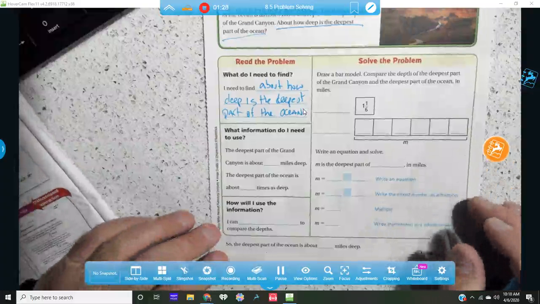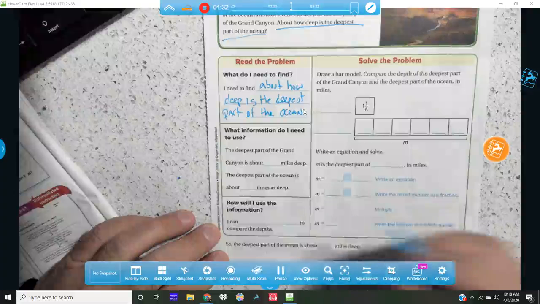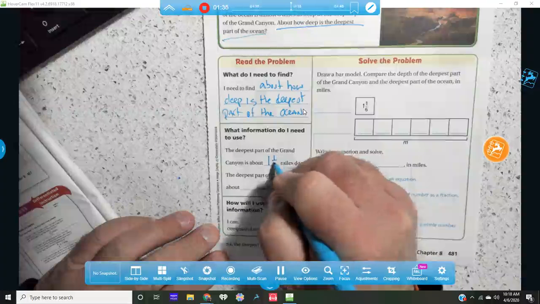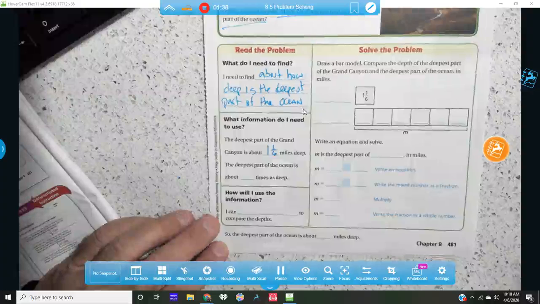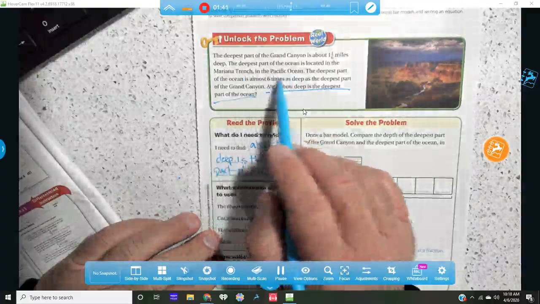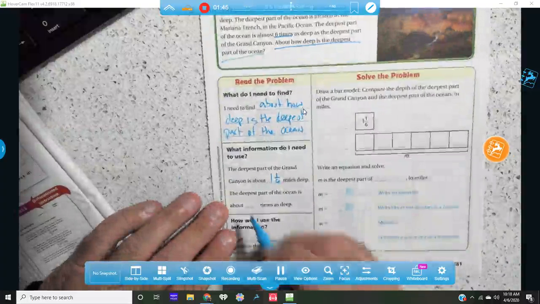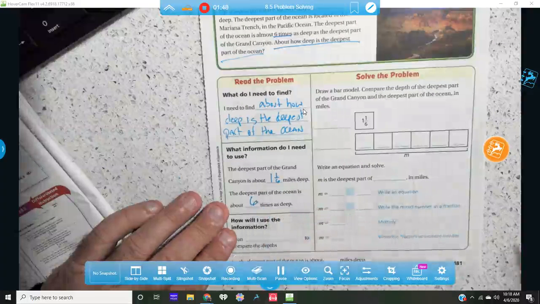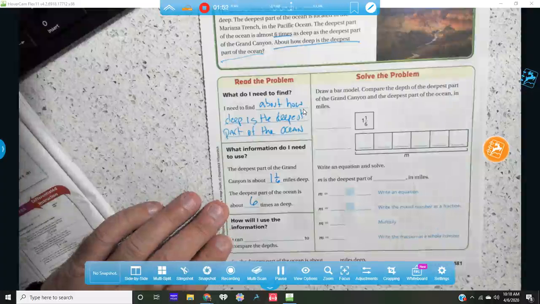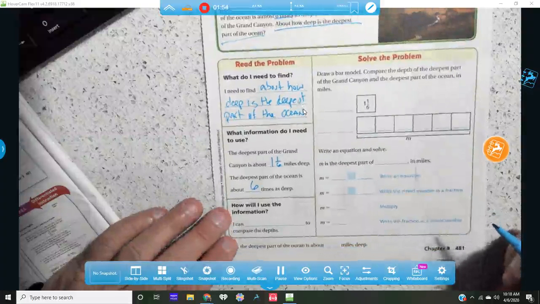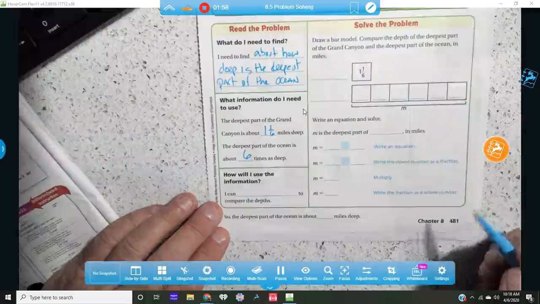What information do I need to use? Well, we know the deepest part of the Grand Canyon is 1 1/6 miles deep. The deepest part of the ocean is 6 times as deep. How will we use this information?